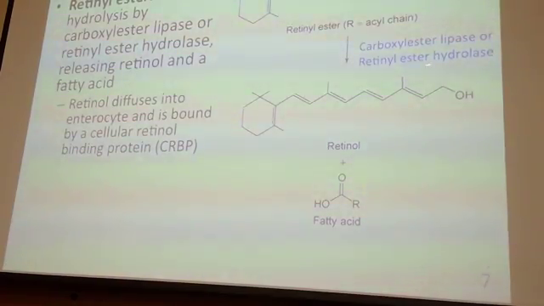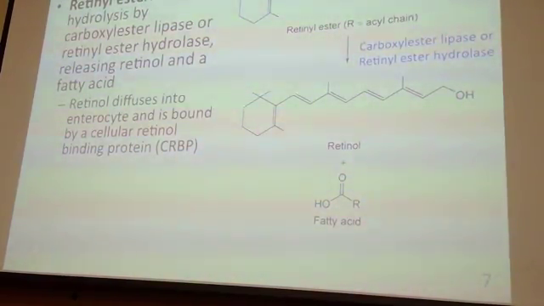And it can also be hydrolyzed by retinol ester hydrolase. And this is a hydrolase that's expressed on the enterocyte brush border. And so both of these enzymes can contribute to the removal of that fatty acid esterified group. Okay, so it's converting it from a retinol ester into retinol, the alcohol form, plus our fatty acid. Okay? So it's just hydrolyzing that bond there.